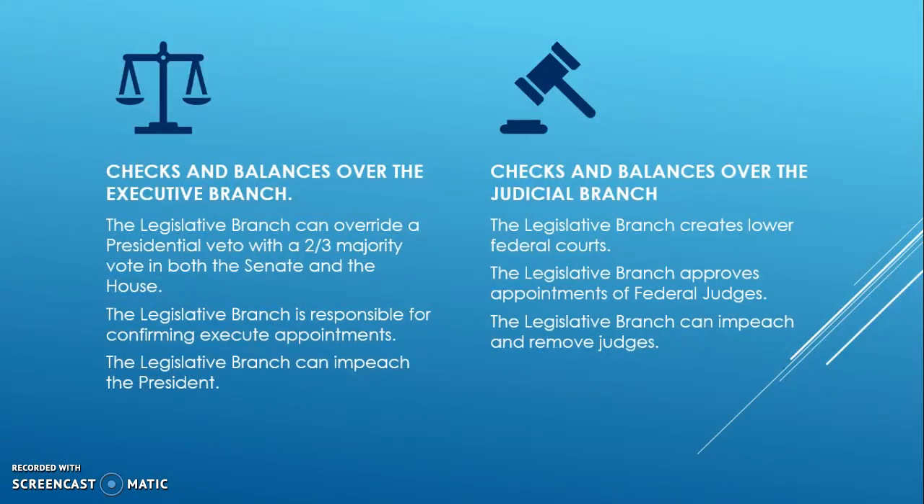Checks and balances over the executive branch: the legislative branch can override a presidential veto with a 2/3 majority vote in both the Senate and House. The legislative branch is responsible for confirming executive appointments, and the legislative branch can impeach the president. Checks and balances over the judicial branch include: the legislative branch creates lower federal courts, it approves appointments of federal judges, and the legislative branch can impeach and remove judges.